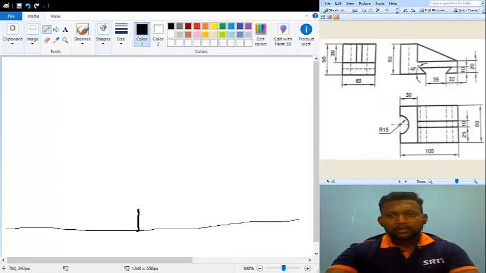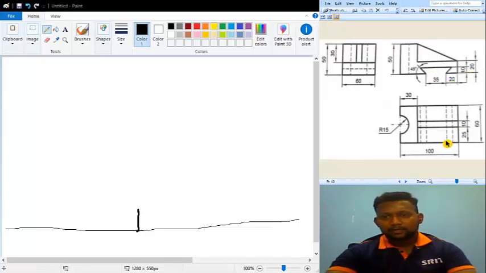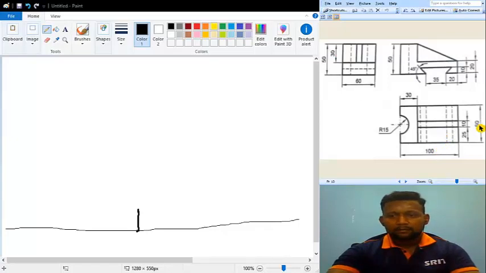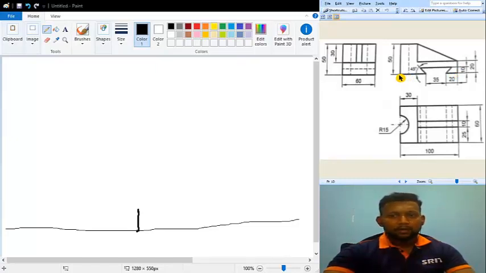Here I should give the space on the left for the front view, and to the right for the right side view. That's why this entire length is equal to 100 mm, the breadth is 60 mm, and the total height is 50 mm. So length is 100, breadth is 60 mm, and height is 50 mm. From this particular point to this particular point, the distance is equal to 100 mm.